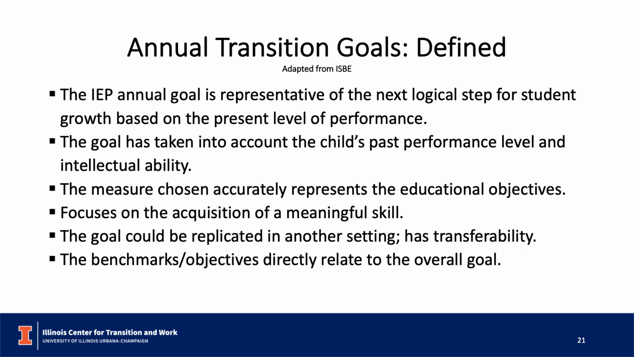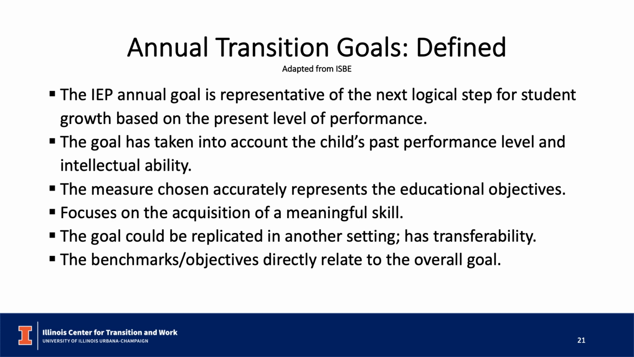So if we're doing portfolio collection, it's something that has a tangible product. If we're doing observation or data tracking, that is something that you can easily gather that data on. We want to make sure that we're being thoughtful about how we're measuring it and what the intent of this goal is. That we are focusing on the acquisition of a meaningful skill, again, aligned with that post-secondary goal that's already been written, and that this goal could be replicated in another setting or has transferability.